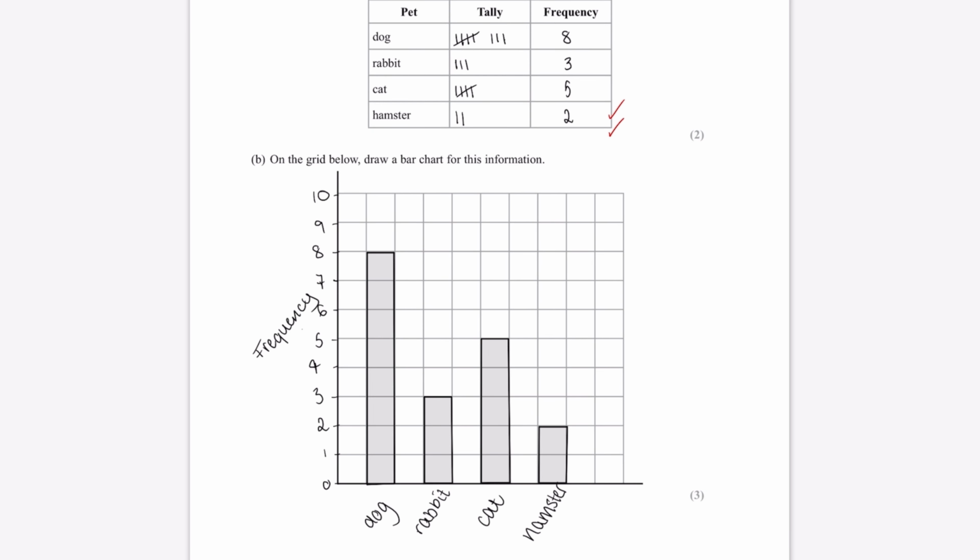Now this question's worth 3 marks. We'll get 1 mark for correctly labelling either the x-axis or the y-axis. We'll get a second mark for correctly drawing in at least 2 bars. And we'll get our third mark for a complete bar chart with both axes labelled correctly, along with 4 correct bars.